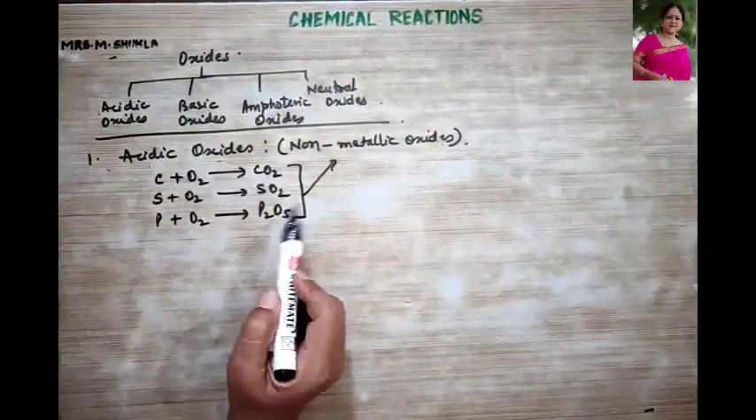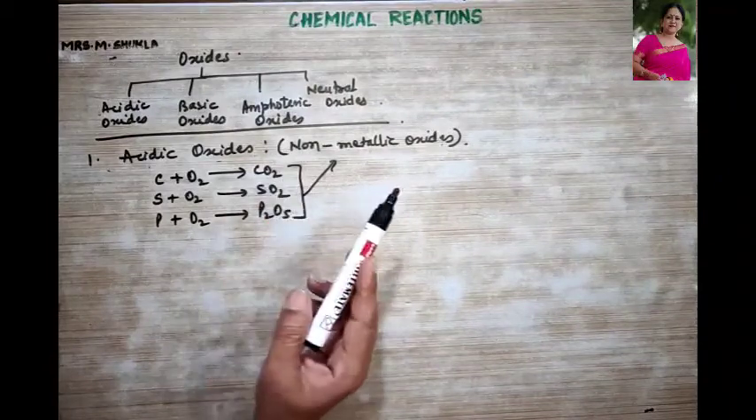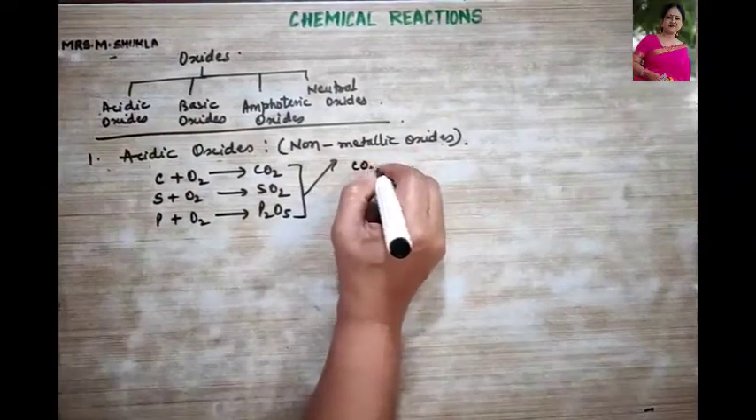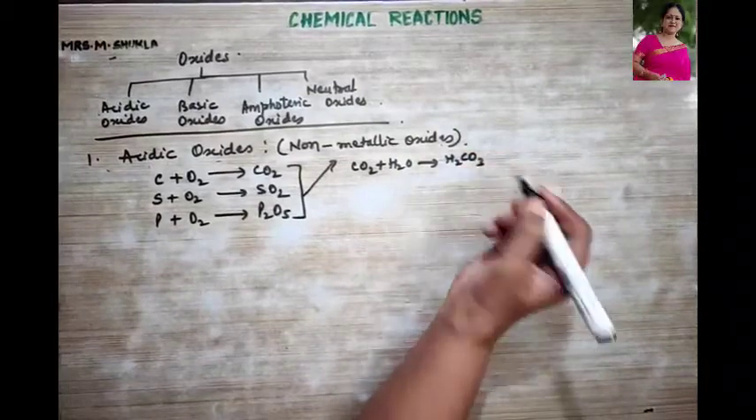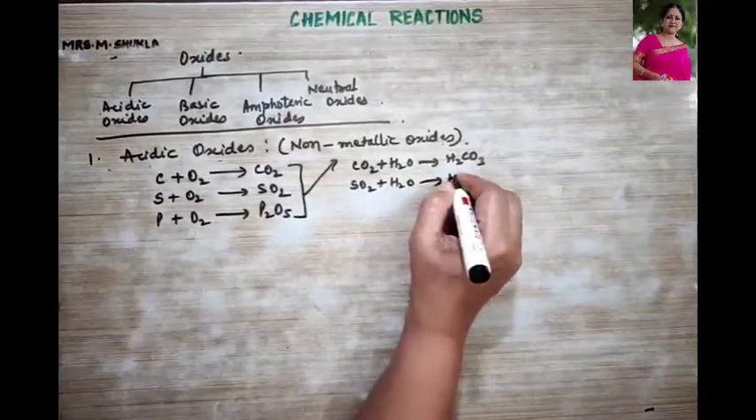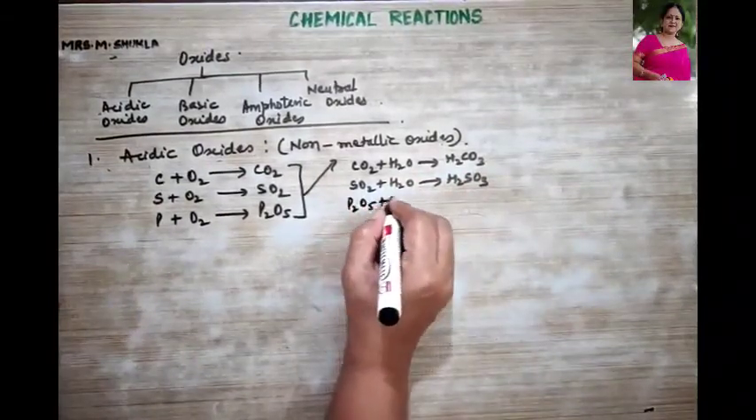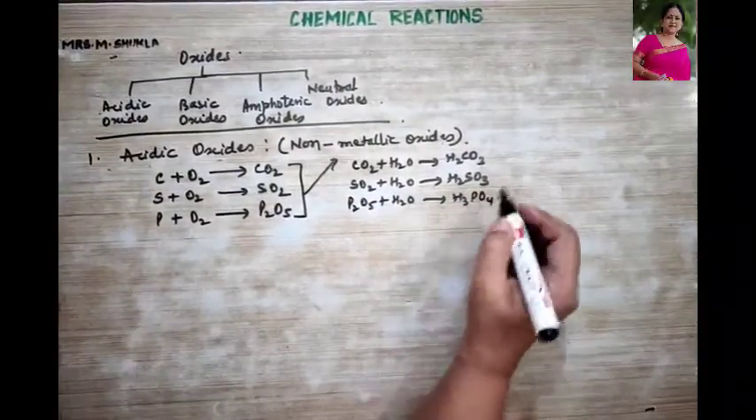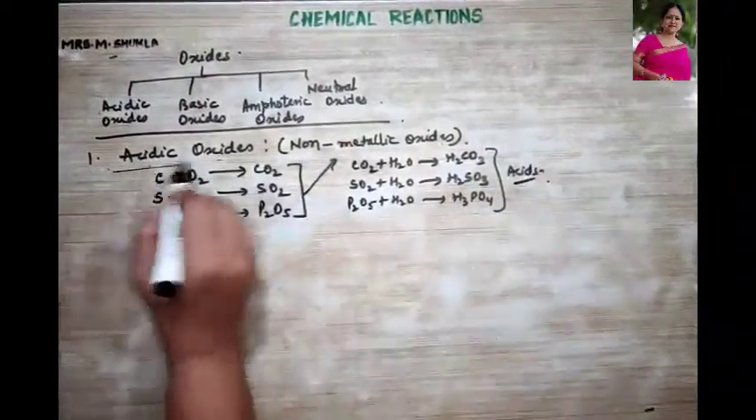These acidic oxides easily dissolve in water to form their respective acids. Like for example, CO2 plus H2O forms H2CO3. Similarly, SO2 plus H2O will form sulfurous acid. Then P2O5 plus H2O forms H3PO4. So they are all acids.